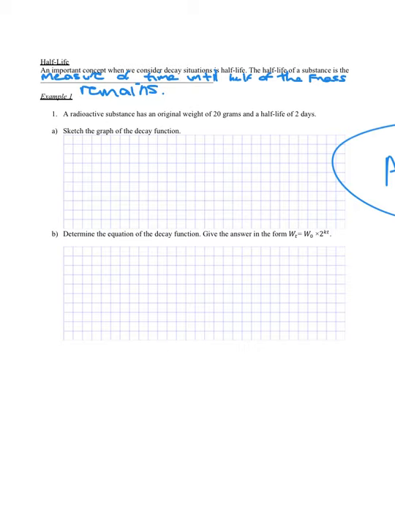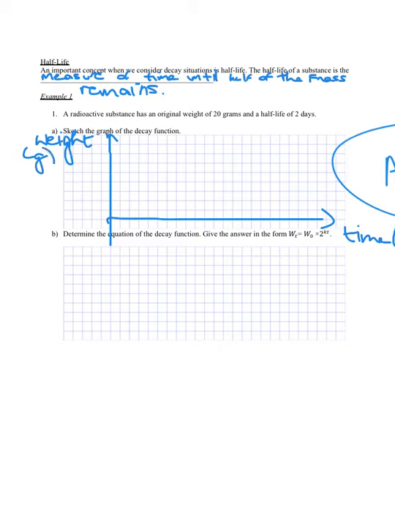We don't actually have to have the equation to be able to draw the graph of this. If we've got our axis here, and we've got a certain weight, and of course weight can never be less than 0, and we've got time over here in days, how can we draw this? Well, we know what the initial weight is, in grams: 20 grams. Now we've got a half-life of 2 days. That means after 2 days, half of that is going to remain. So after 2 days, we're going to get all the way down to 10.